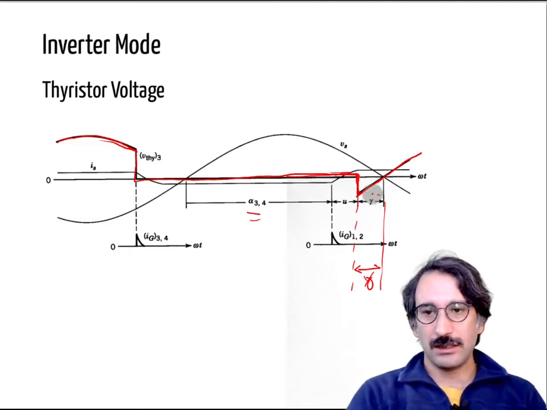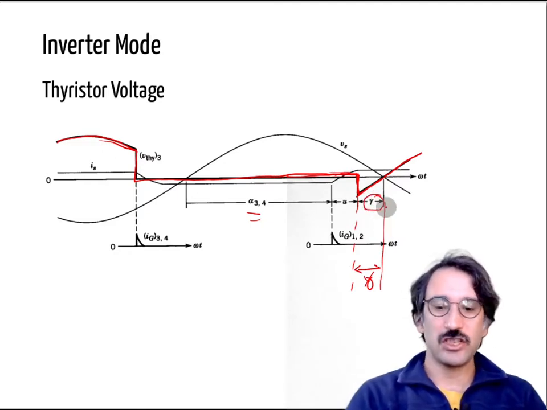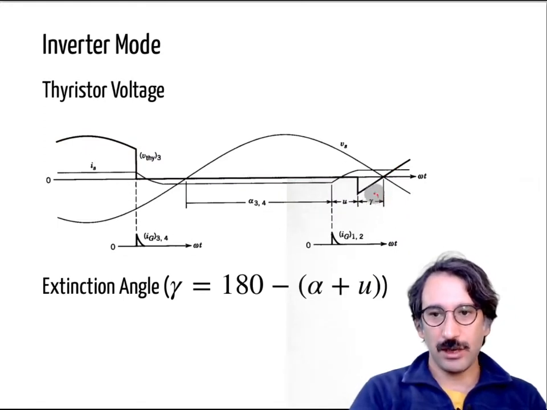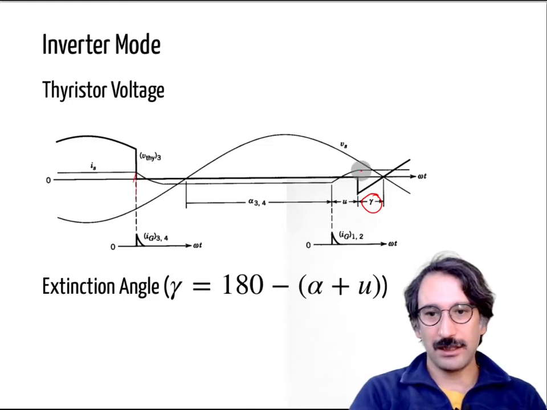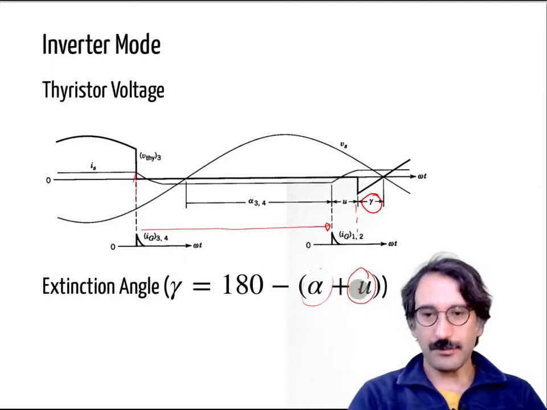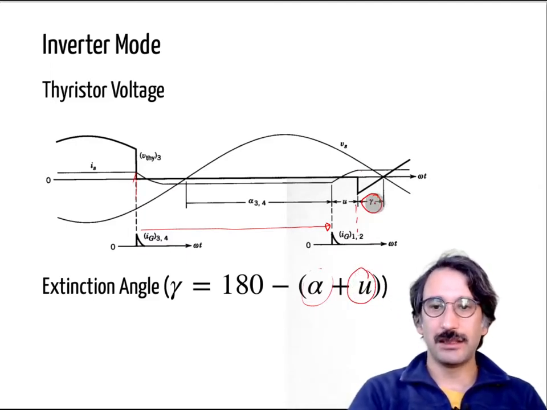That is called the extinction angle. So the extinction angle is the required amount of time. You have 180 degrees, and let's say 120 degrees is gone for the firing angle, and you have a couple of degrees for the commutation period, and the time required after that is the extinction angle.